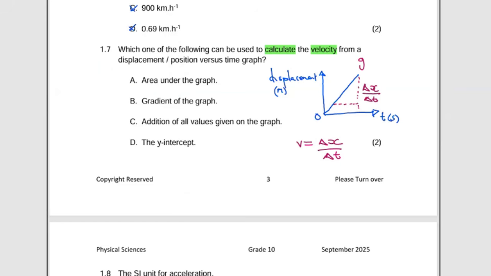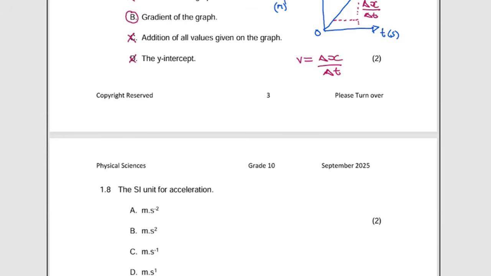From math, the gradient, remember, is equivalent to change in y all over change in x. So in this case, your y there represents your displacement, which is your vertical axis, or your y-axis, and then your change in time is your x-axis. Therefore, it means the gradient of the line is going to give us a value for velocity. So for area under the graph, this one is incorrect, and then this one is incorrect also, and that option is also incorrect. So that's our multiple choice questions.